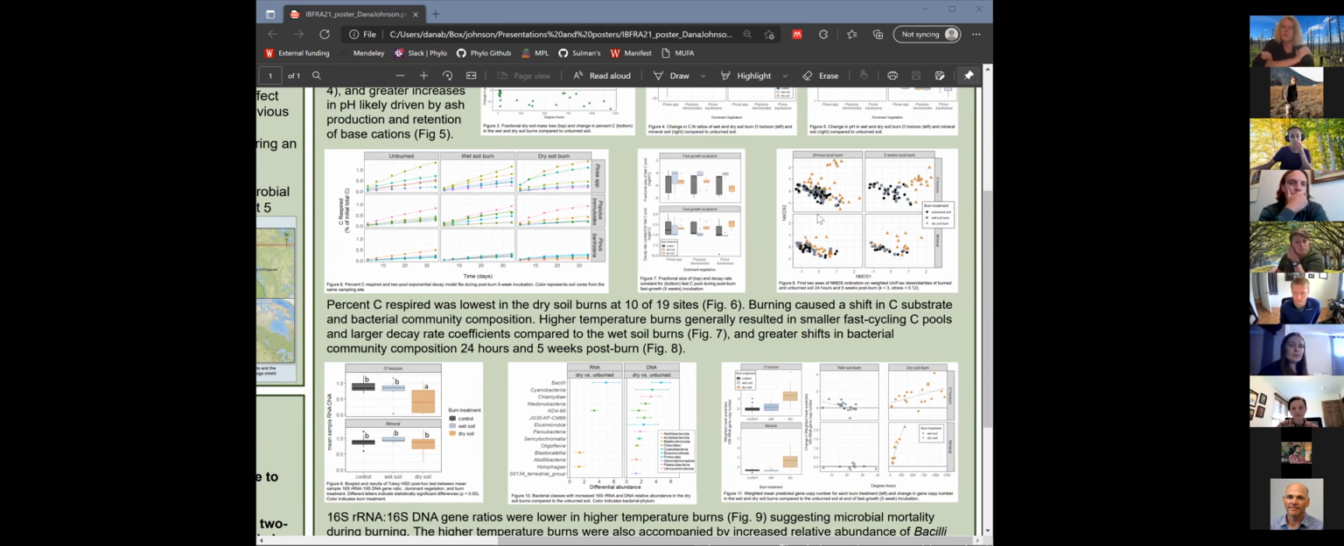Dana, I'm curious to know, so you saw an increase in spore forming bacteria types. Was that after the incubation or was it just after the burning? Yeah, the biggest effect is immediately after the burning. And we see with some of the Bacillus species a continued increase in relative abundance.